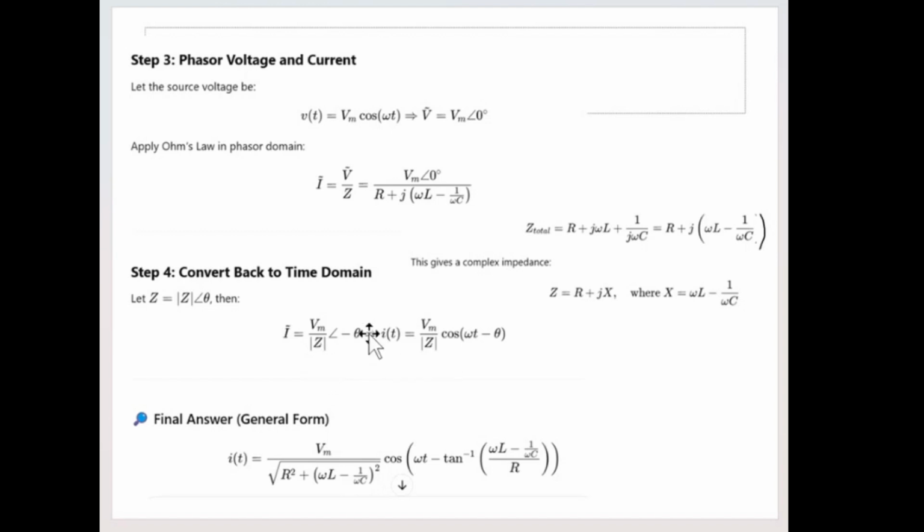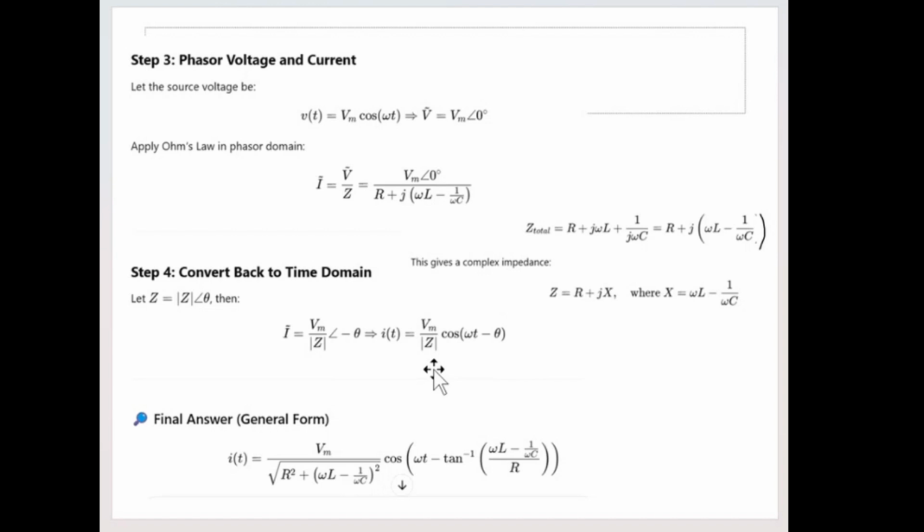And if we want to convert this, because this here is in the phasor format, we want to convert it to the time domain function. The time domain function is also going to be a cosine function, and it's going to have the same frequency as the input voltage, omega t. But the phase angle here is going to be minus theta. So we're going to put minus theta here. And this is going to be your time domain function.